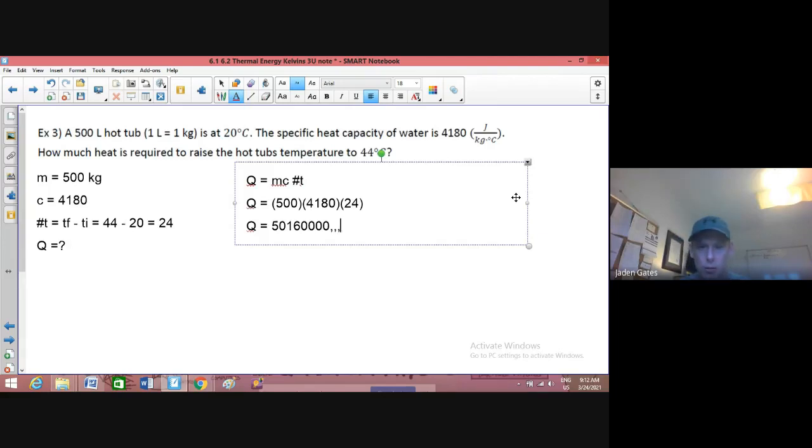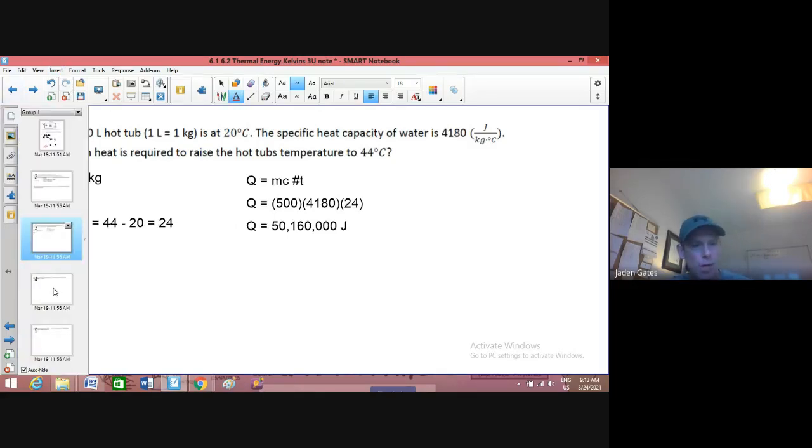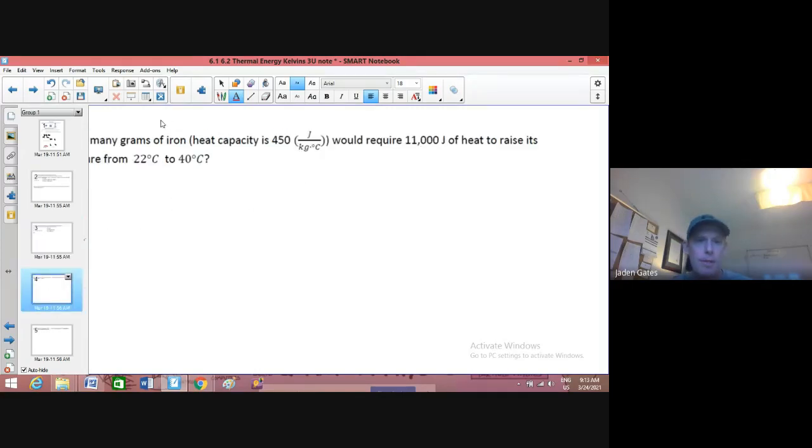Whoops, go back. And what do we got for a number? Put some commas in there: 50,160,000. And because we're talking about heat, which is thermal energy, we've got joules, so we have the same units we had before. That's quite a bit of energy to raise the temperature of a hot tub, which generally takes about 48 hours. Miss my hot tub.